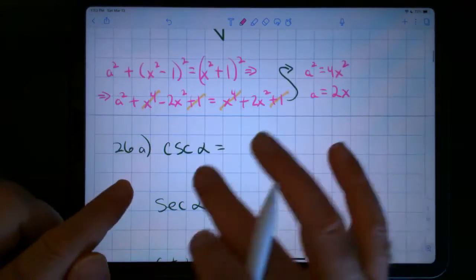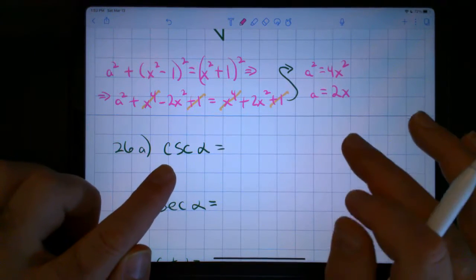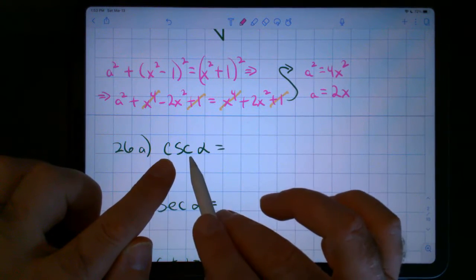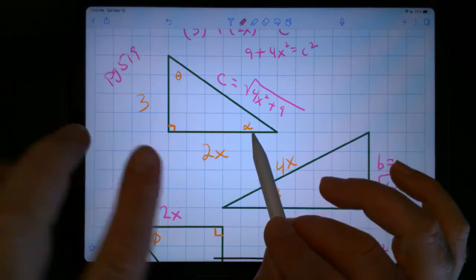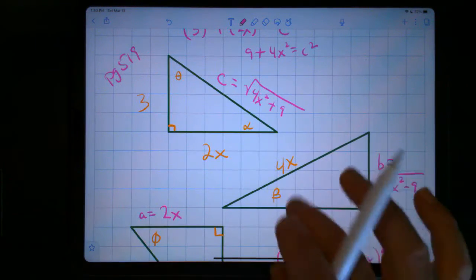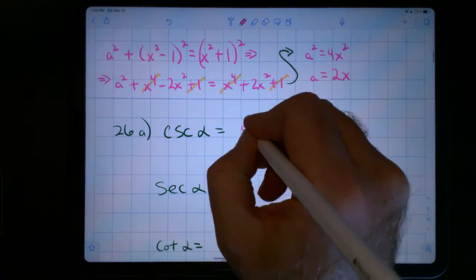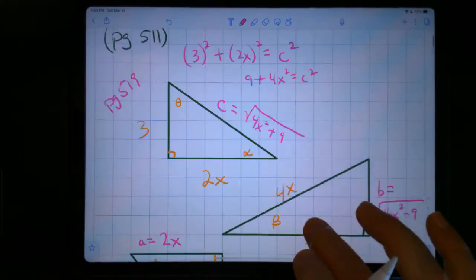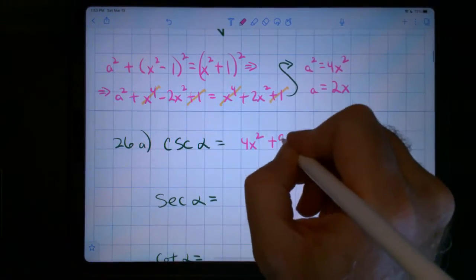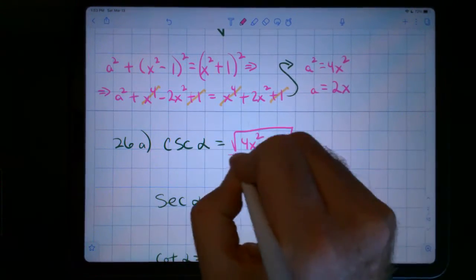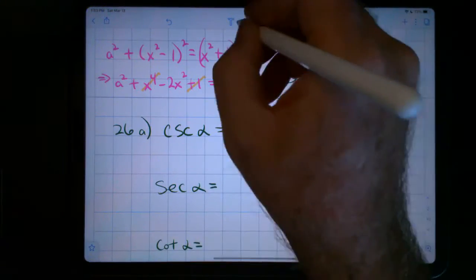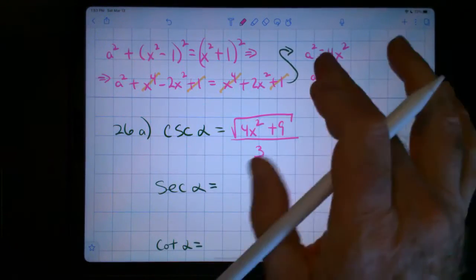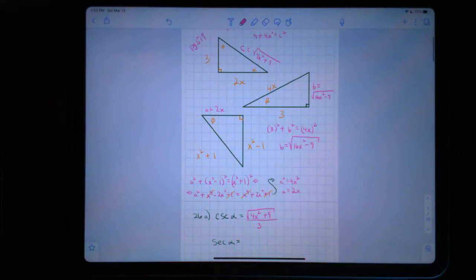And now we can solve some of these problems. So cosecant of alpha, that's your 1 over sine. Cosecant of alpha, there's alpha. So we want the inverse of sine. So this is going to be an unusual number, but sometimes we have unusual numbers in math.